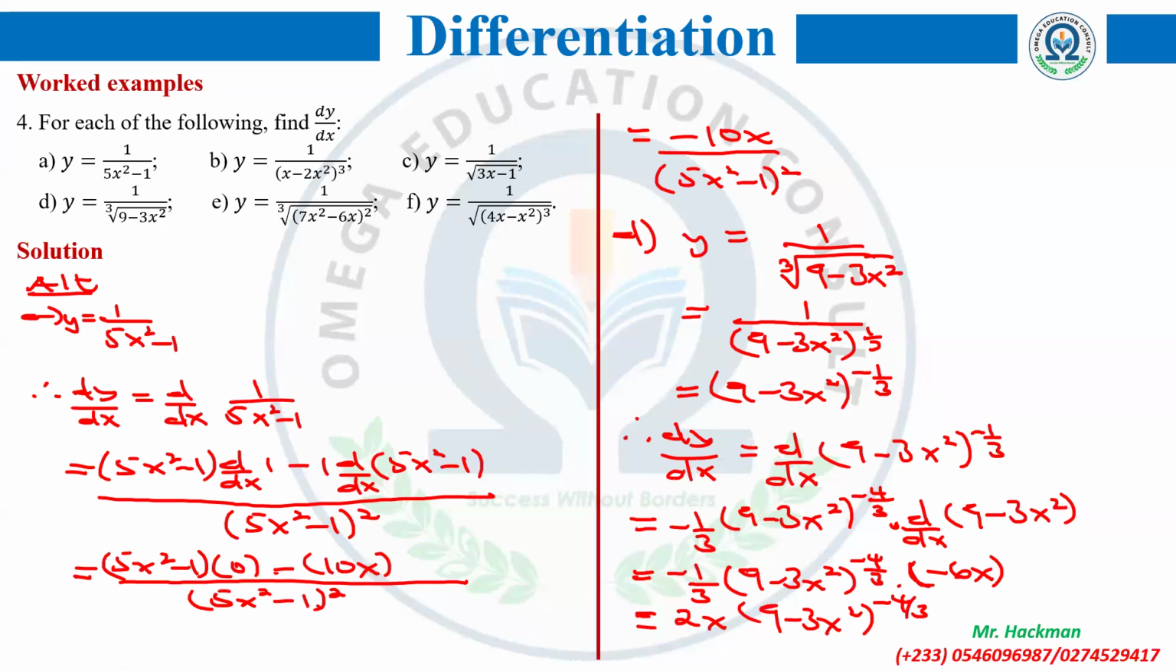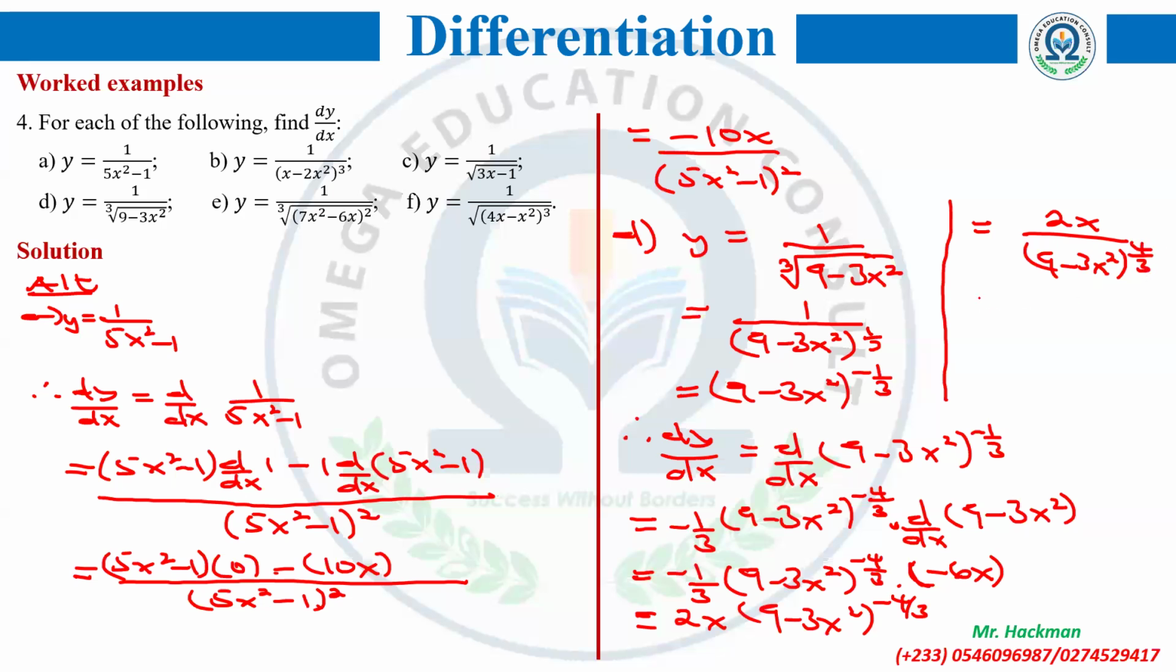Okay, so that obviously cannot be your final answer. You have to take this one down. Is that clear? So let me squeeze the continuation because of the nature of the question. We are going to get 2x as our numerator over 9 minus 3x squared, all to the power 4 on 3. Is that clear?